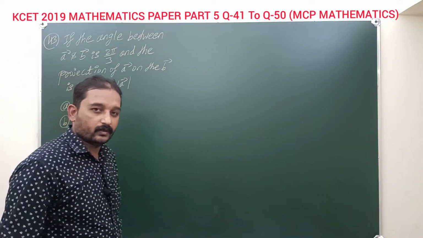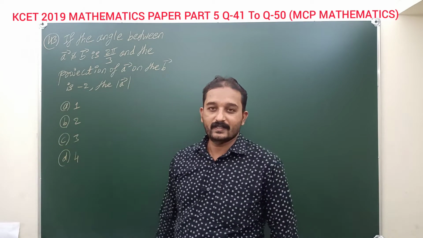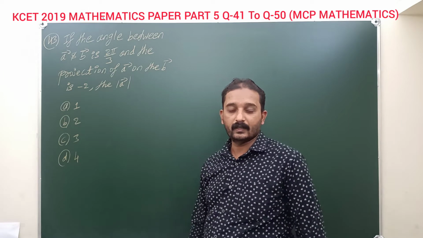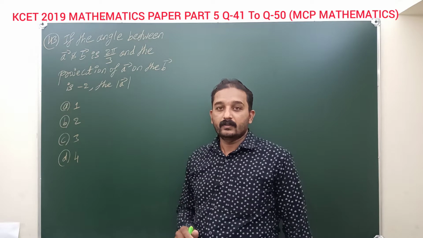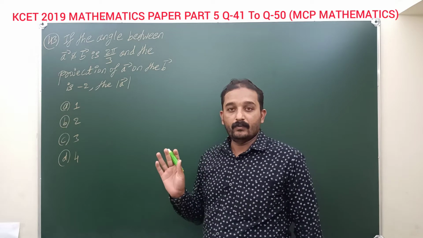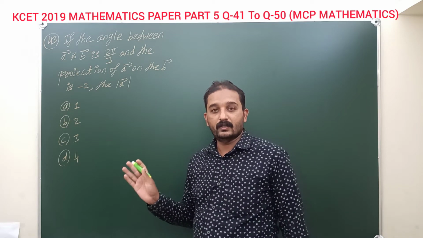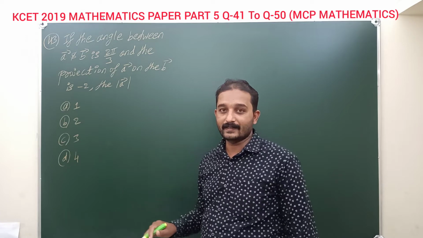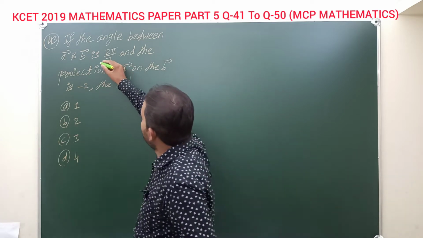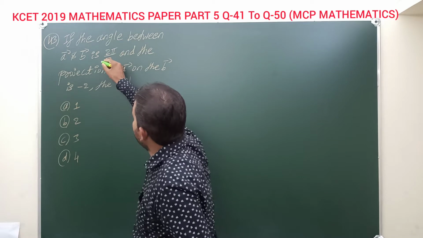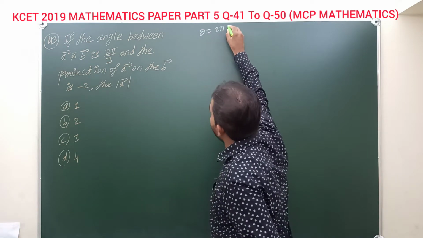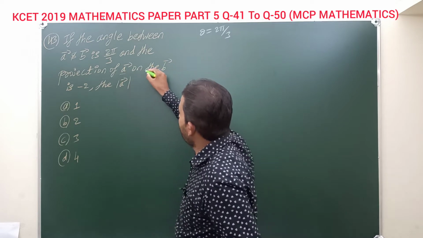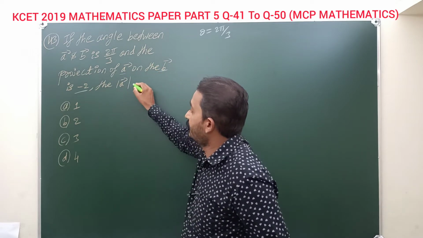Now let us move on to question number 43. This question is once again based on the chapter vector, particularly the projection of a vector on another vector. Usually they ask 5 or 6 questions on this chapter in KCET. Let us take the second question. Here the angle between A and B is given, theta is 2 pi by 3, and the projection of A on B is also given as -2. Then find the magnitude of A.